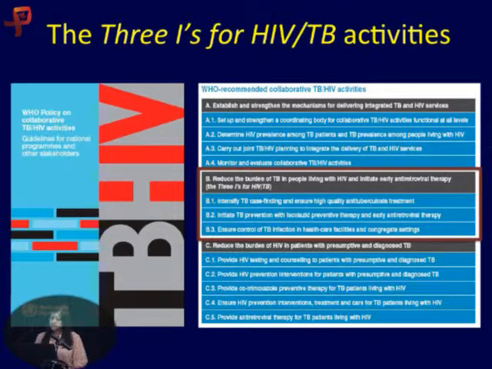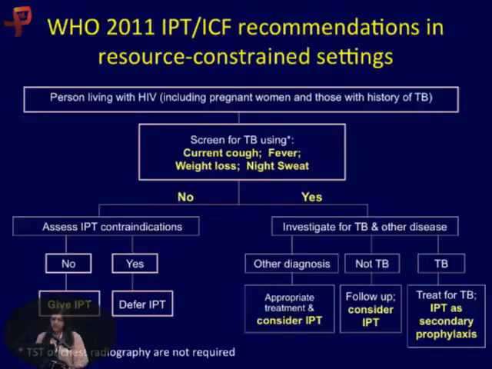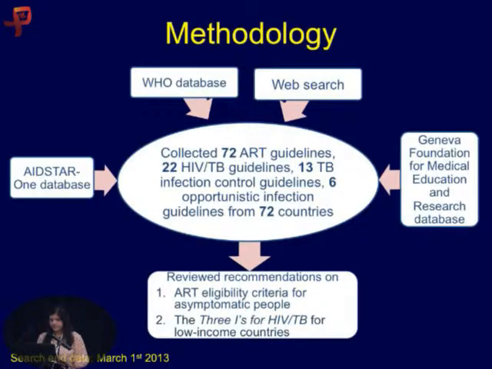WHO recommends the 3 I's for HIV-TB, which includes intensified TB case finding, isoniazid preventive therapy, and earlier ART at CD4 count less than 350, and TB infection control. The WHO guidelines further recommend a 4-symptom screening algorithm to screen for TB, and those found asymptomatic are recommended IPT for a minimum of 6 months.